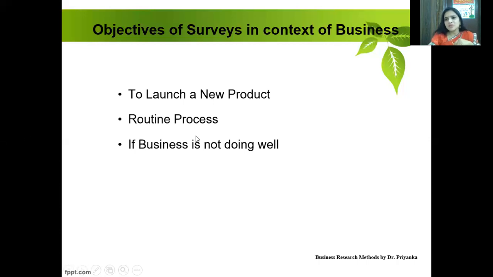Or it might sometimes be a routine process for a business. Sometimes we just go for surveys to know whether people are liking the product or not, whether it is going well or not, just as a routine process, so as to continuously improve the product. Or if the business is not doing well, sometimes business is going through different stages. At some time when business is not doing well, we really need to check whether it's about the product or some other circumstances, and you can get to know the actual cause through research only. So for that purpose also, we sometimes go for surveys in the context of businesses.